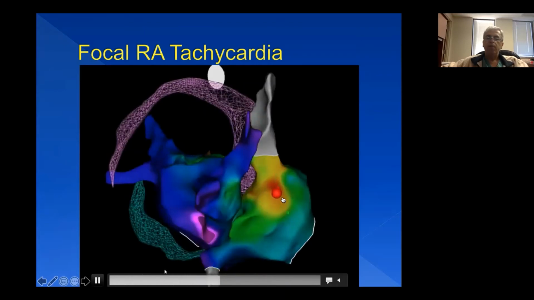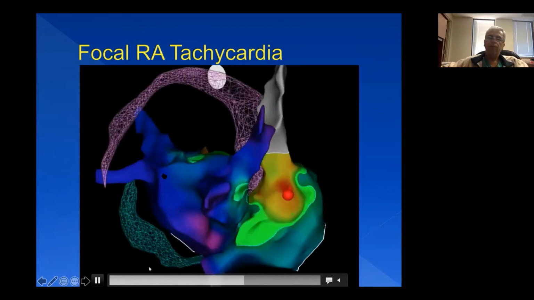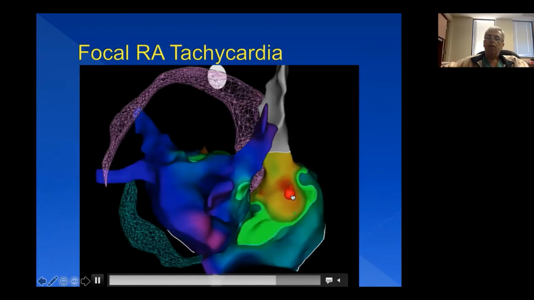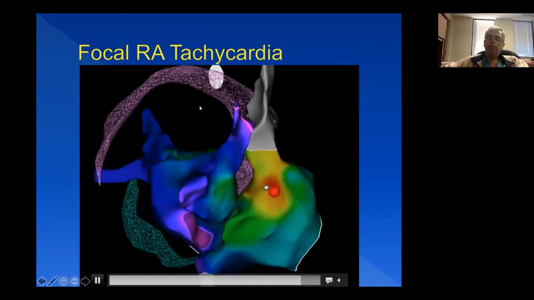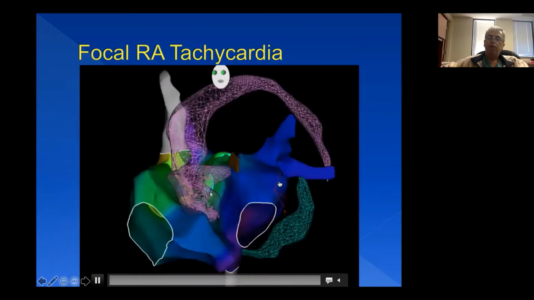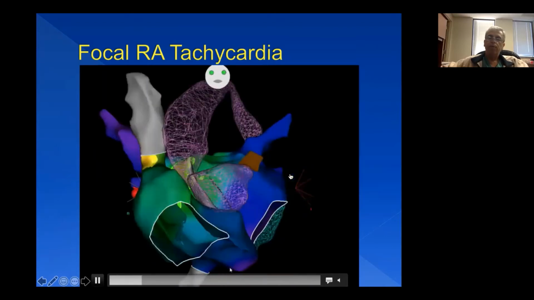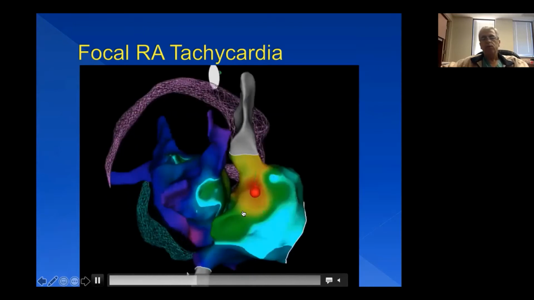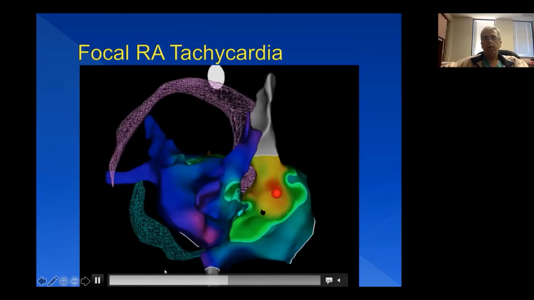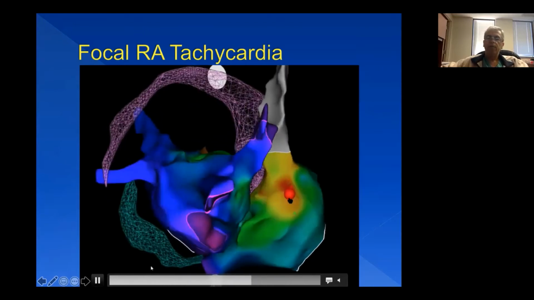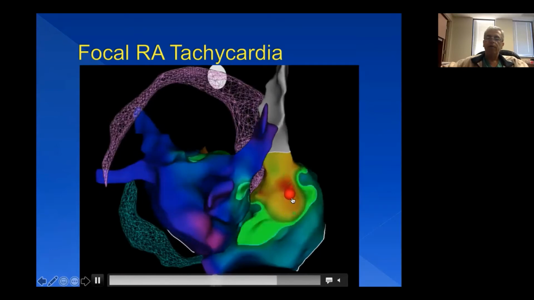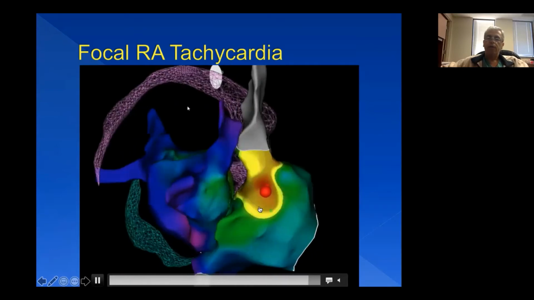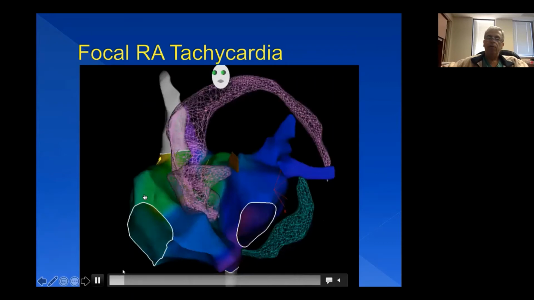The focus is in the right atrium. This is the left atrium. The earlier the spot, you get red, then you get yellow, green, and purple, and blue is the latest. The software allows us to achieve what we call propagation map, and that gives us the timing and the spread of the activation. And you can appreciate how this spot is focal, not re-entrant.